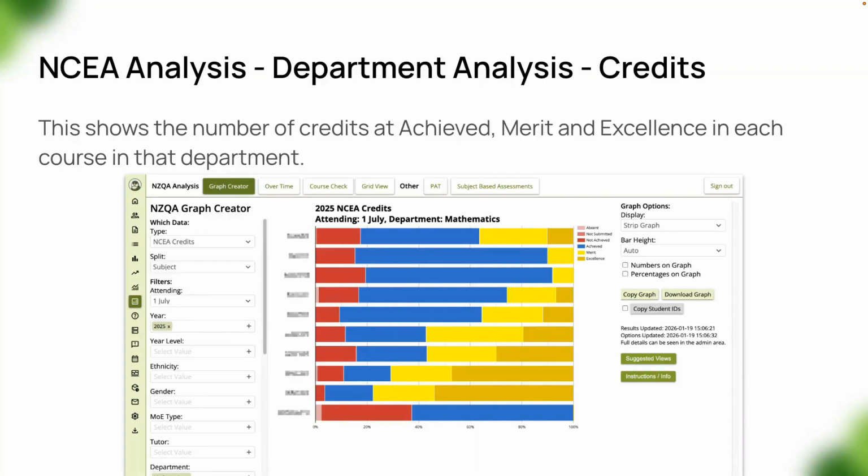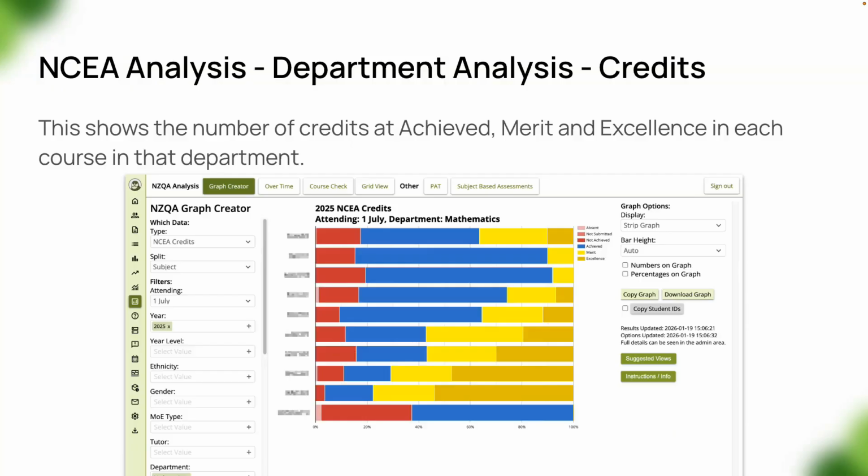Next up, we've got NCA analysis. So all of the analysis that we're looking at here for NCA, you can do with your custom qualifications as well. We're looking here at NCA credits. So the colour scheme we've got here is gold is excellence, yellow is merit, blue is achieved, and red is not achieved. This is looking at a particular department. So this is the maths department broken up by course.